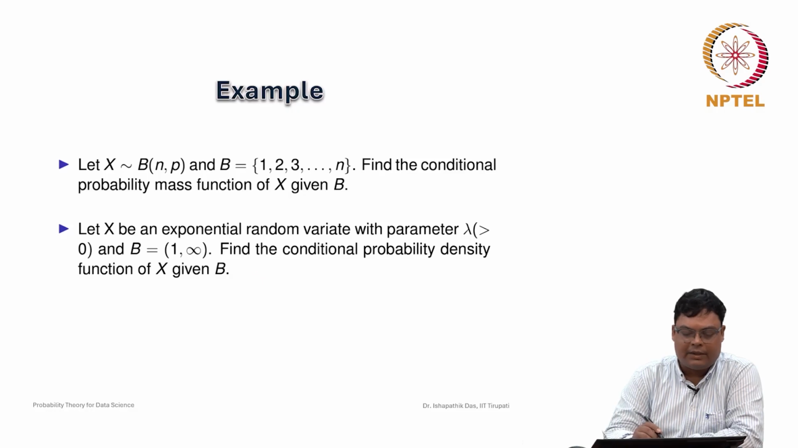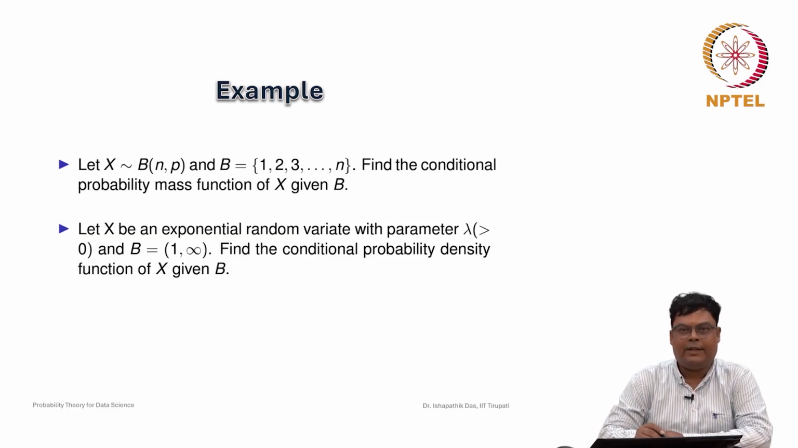Now, next we will discuss the conditional probability mass function for an example where X has a binomial distribution with n and p, and B is the event that X is from 1 to n. Find the conditional probability mass function of X given B. Now, we will discuss the conditional probability mass function for a given event B by example.